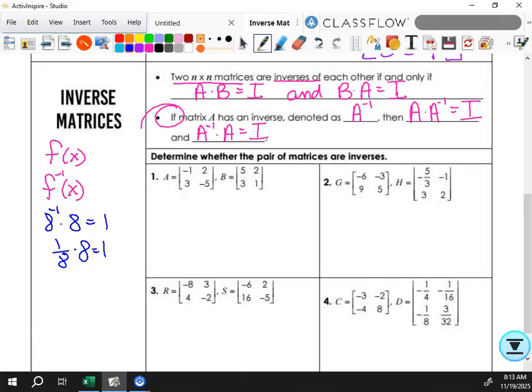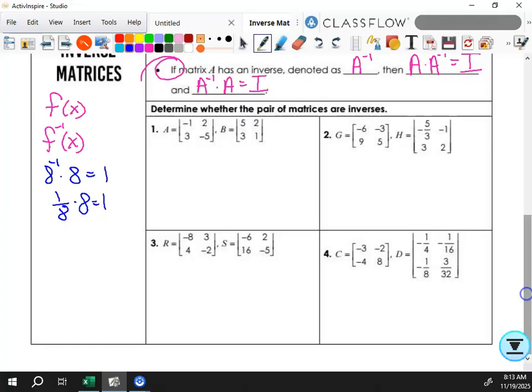So what we are trying to determine here is whether the pair of matrices are inverses or not. Okay, this is the first thing we're going to look at. So we are going to multiply these two. I'm going to take my first row times my first column.